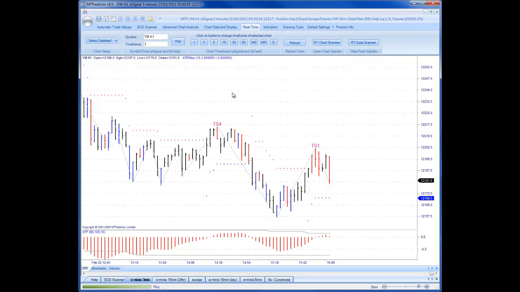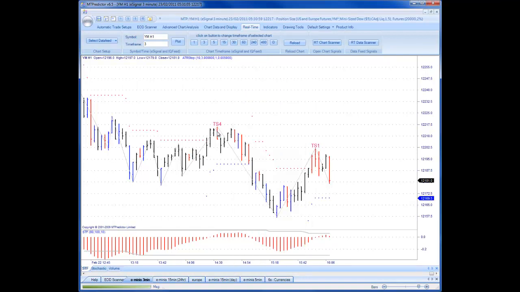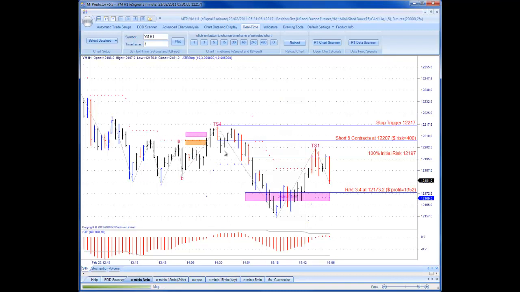Let's put the analysis on. Right mouse click, select automatic setup, click on the coloured reversal bar, and our analysis is put on, which includes our position sizing. To keep our risk small and under control, the software was suggesting to sell 8 contracts. Our initial target was down here with a risk reward of 3.4R at the first target.